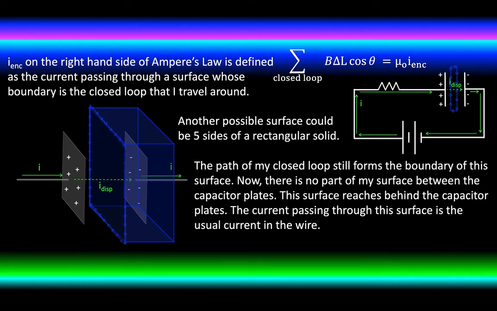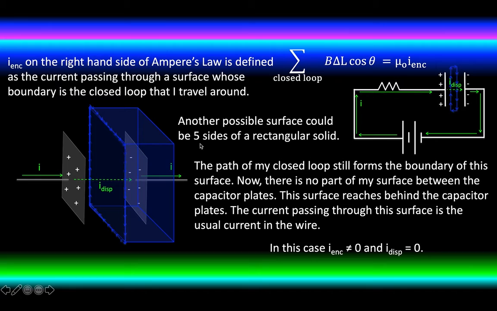Well, in this case, I do have an enclosed current. The path I am walking around is the boundary of a surface. The surface does not exist in the plane that is parallel with the capacitor plates. The surface extends behind the capacitor plates and cuts down through the wire. And in this scenario, I will have a current flowing through my surface again. So in this case, I could say the displacement current is 0 because there is no electric field passing through my surface. The boundary of my surface is this path I walk.